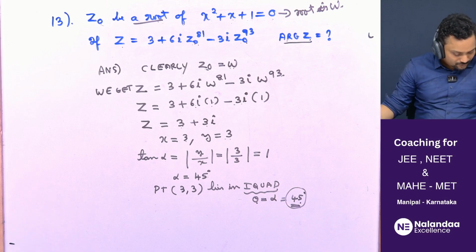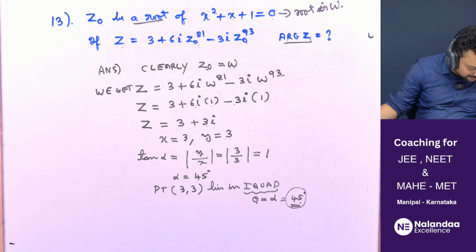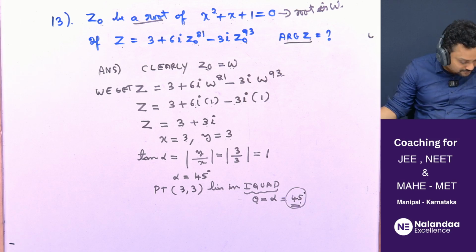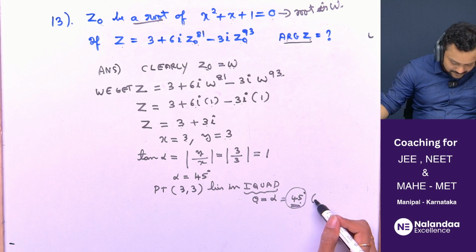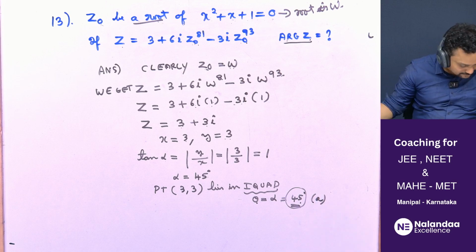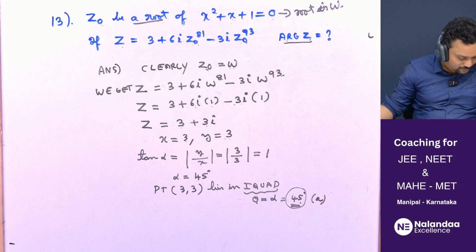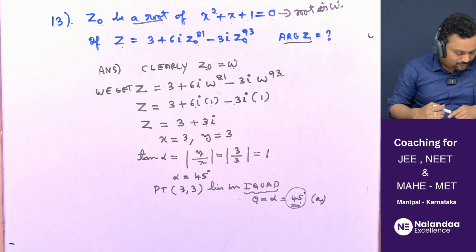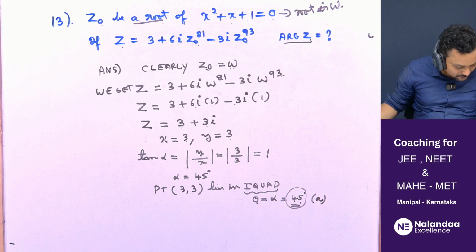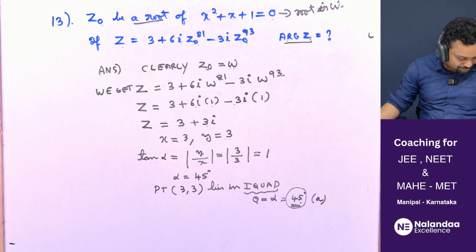And if we look at the options given, the first option is pi by 4. So the first option itself is the answer. Option A is the answer. The options are pi by 4, pi by 6, pi by 3, 0. So therefore it's very clear. Pi by 4, option A is the answer.